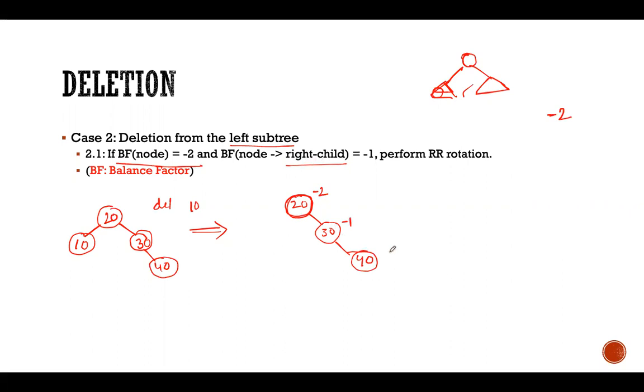So that means we are going to need a RR rotation. RR rotation means we are rotating it to the left. So we are going to pull 30. So the right side everything will be okay, but the parent will be the left child.